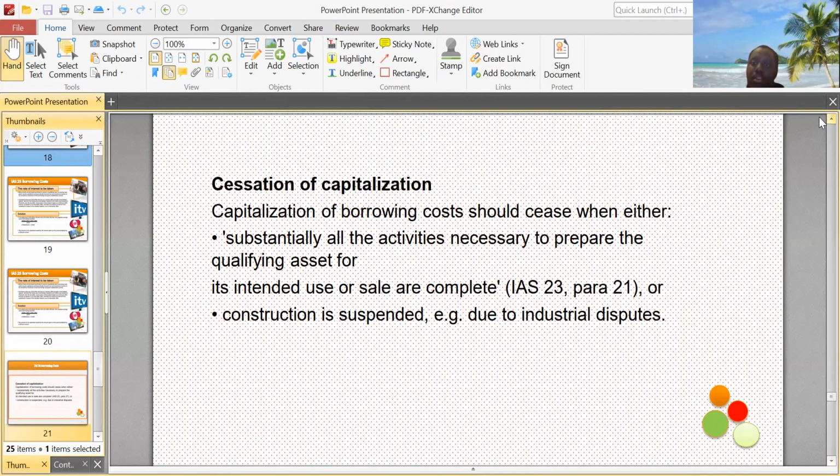This is the theoretical foundation of IAS 23 borrowing costs.